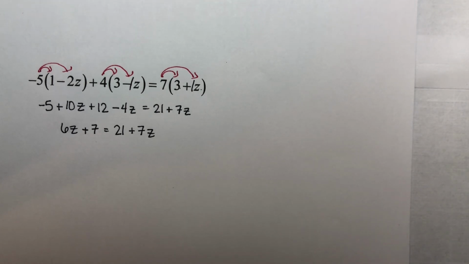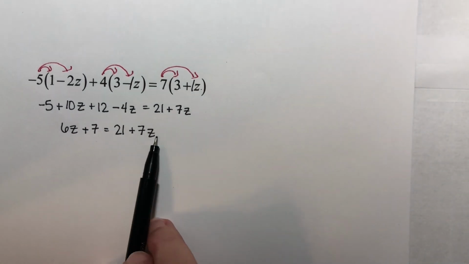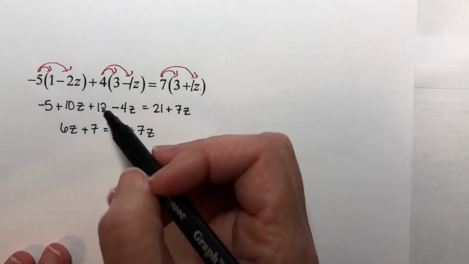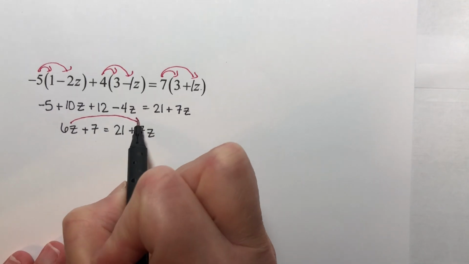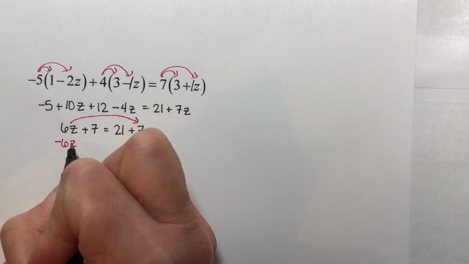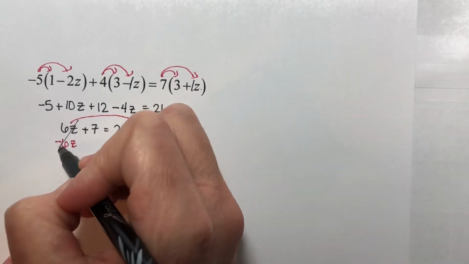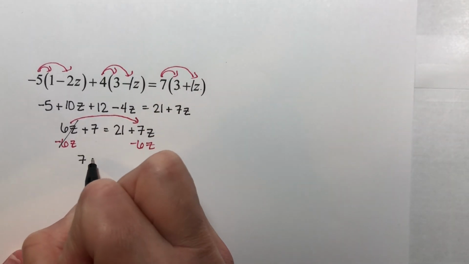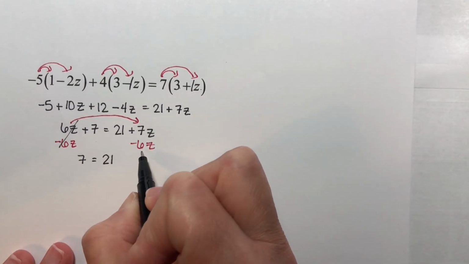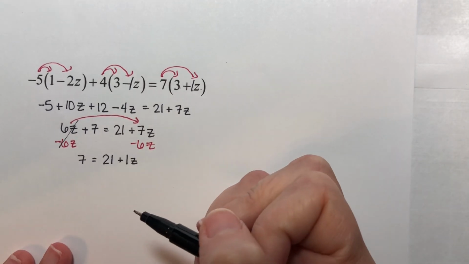I want to get my z's together, so either I want to move the 6z over to the right or the 7z over to the left. It does not matter. So let's just say we move this over here. This is a positive 6z, so I'm going to subtract 6z from both sides. That cancels. I have a 7 here, equal to 21. 7z minus 6z is 1z. And you can drop the 1 whenever you are ready.